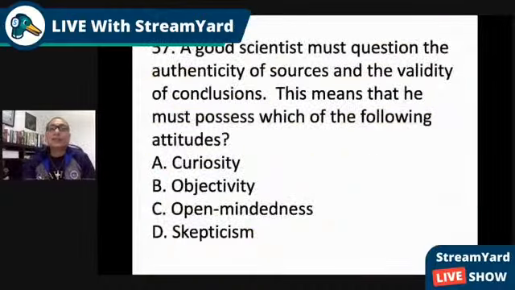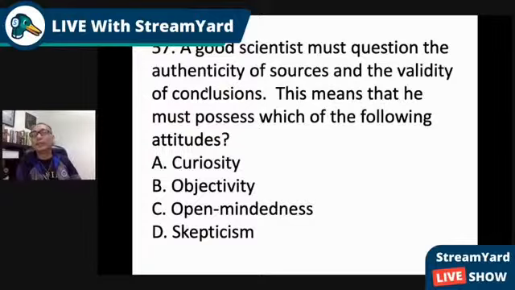57. A good scientist must question the authenticity of sources and the validity of conclusions. This means that he must possess which of the following attitudes?